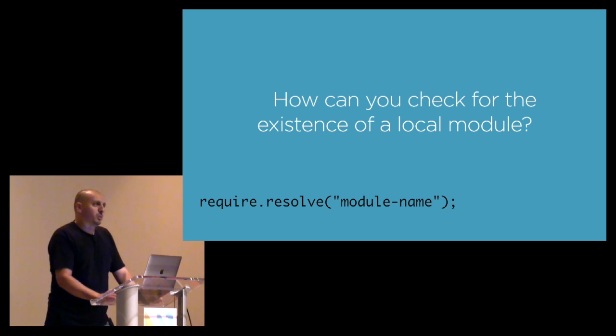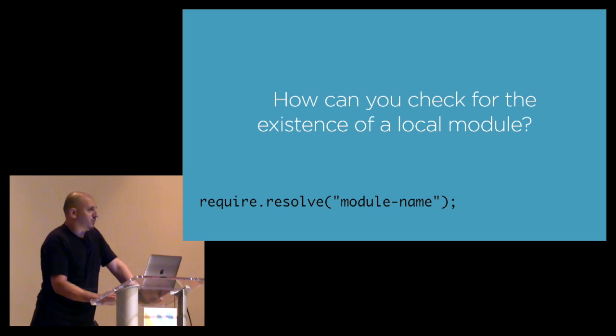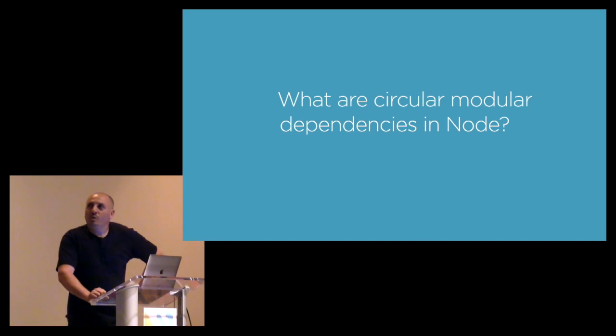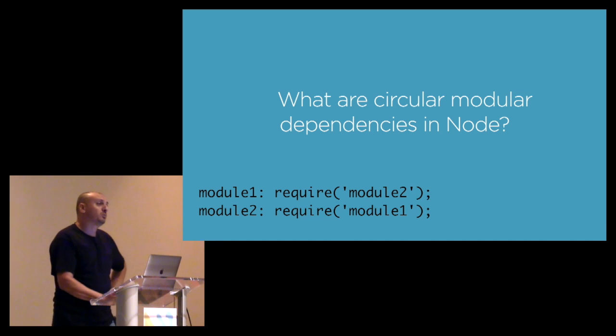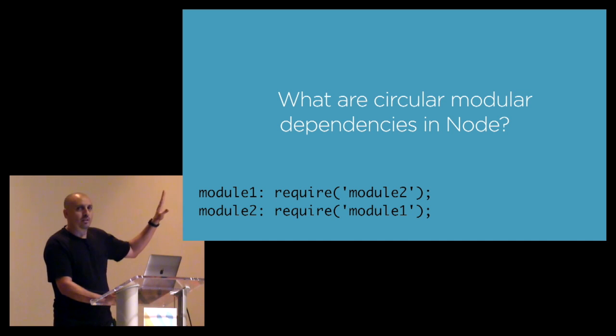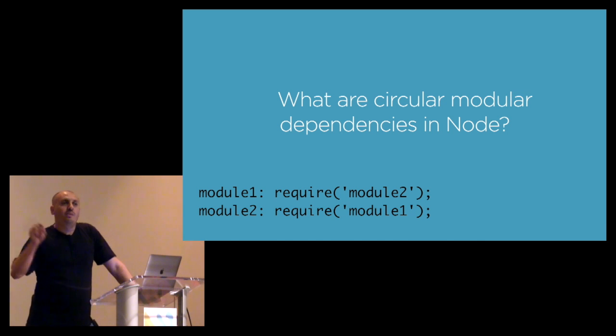All right, how about a harder question? Because those were the easy ones. What are circular module dependencies in Node? Well, simple. If you have module 1 that requires module 2, and module 2 that requires module 1, what's going to happen? Who says you'll get an error? You will not get an error. Node actually allows that.